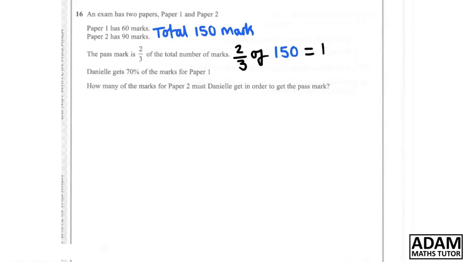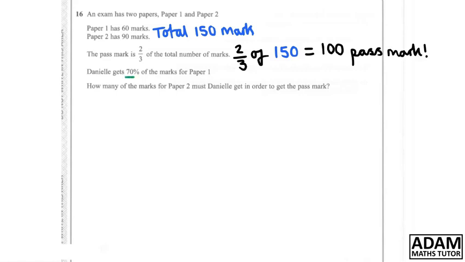Question 16. An exam has 2 papers, paper 1 and paper 2. Paper 1 has 60 marks and paper 2 has 90 marks. That would be a total of 150 marks. The pass mark is 2/3 of the total number of marks, and 2/3 of 150 is equal to 150 divided by 3 is 50, times by 2 is 100, and this is the pass mark.